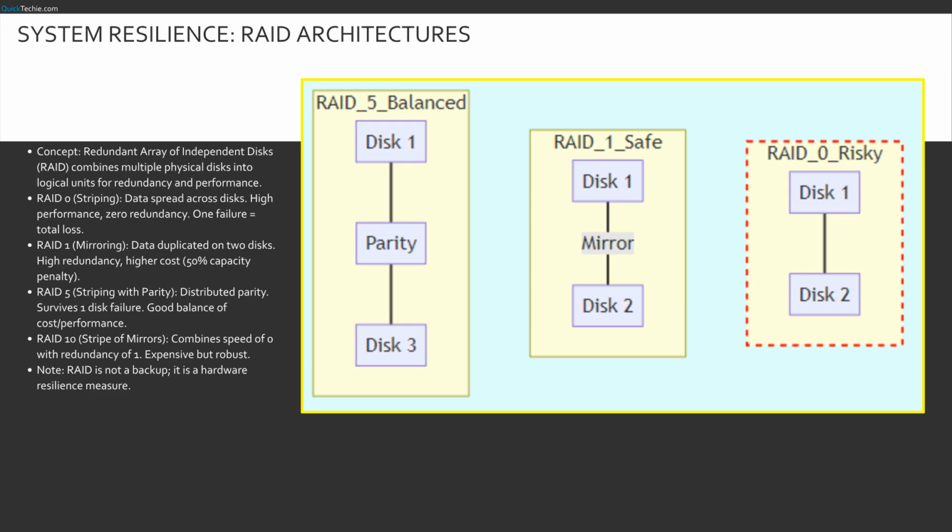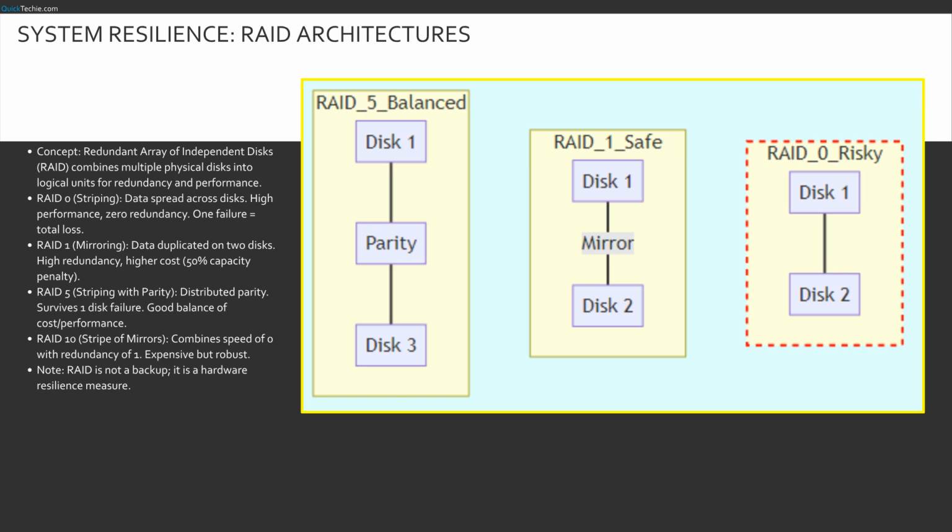RAID 1 mirrors data. It's safe but expensive because you buy 2 drives to store 1 drive's worth of data. RAID 5 uses parity to survive a single drive failure, offering a balance of cost and safety. RAID 10 combines the best of both worlds, but is costly. Remember, RAID protects against hardware failure, not file deletion. RAID is not a backup.